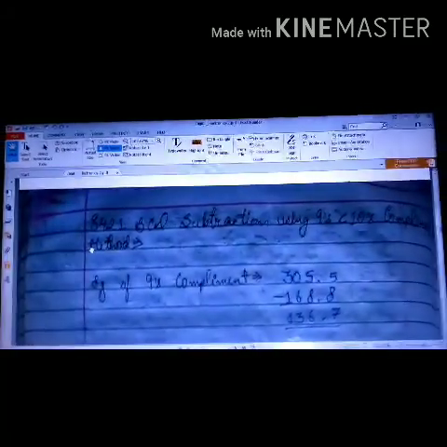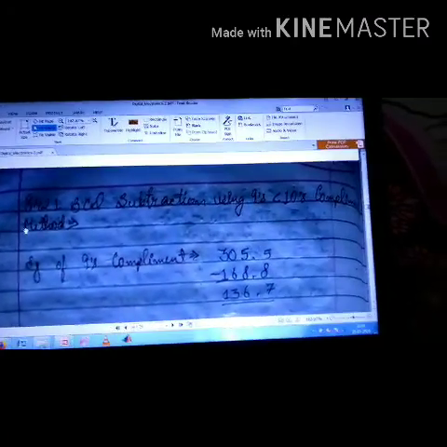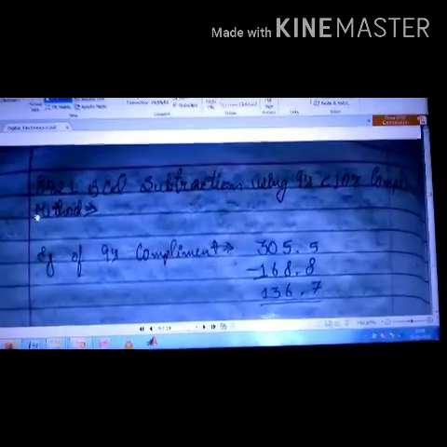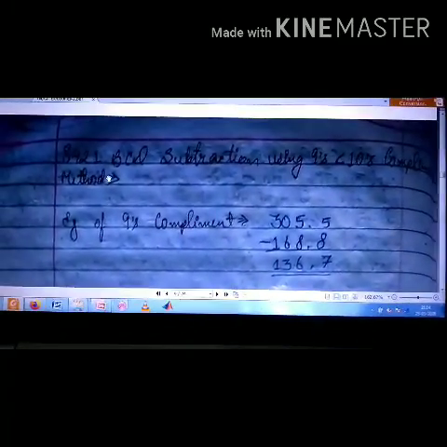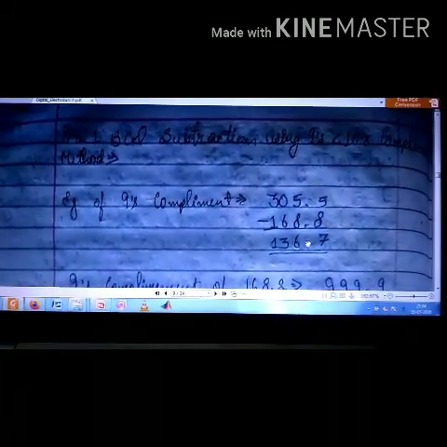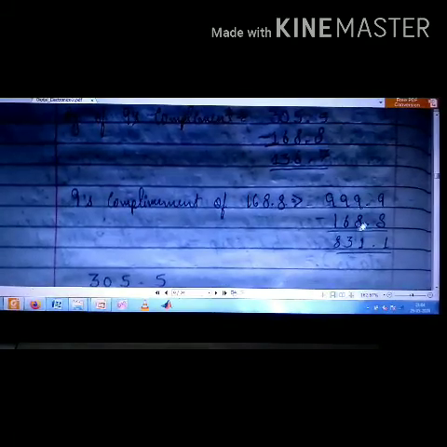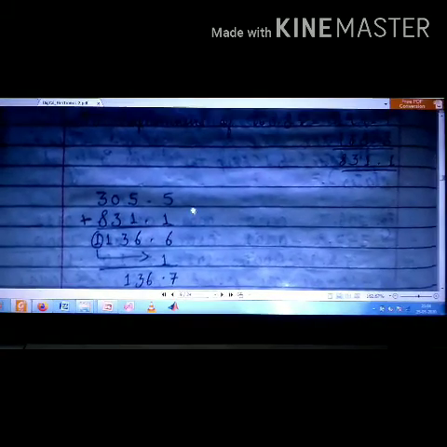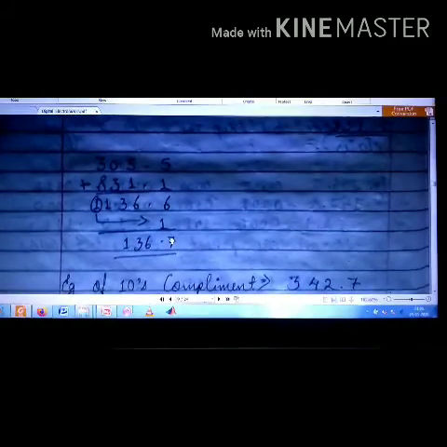Okay, we can also use the 9's and 10's complement method for BCD calculation and subtraction. Here is a quick example regarding this. 9's complement: 305 minus 168.8, that comes out to be this. So using 9's complement of 168, it comes out to 831 point this. Now we will add these two numbers. This is the end around carry, it is added here and we will get 136.